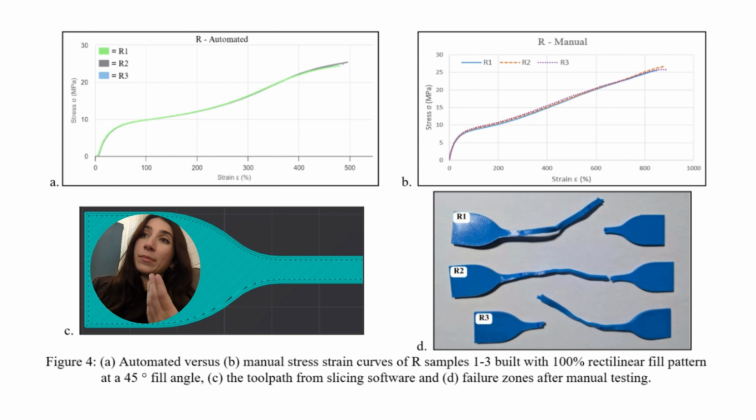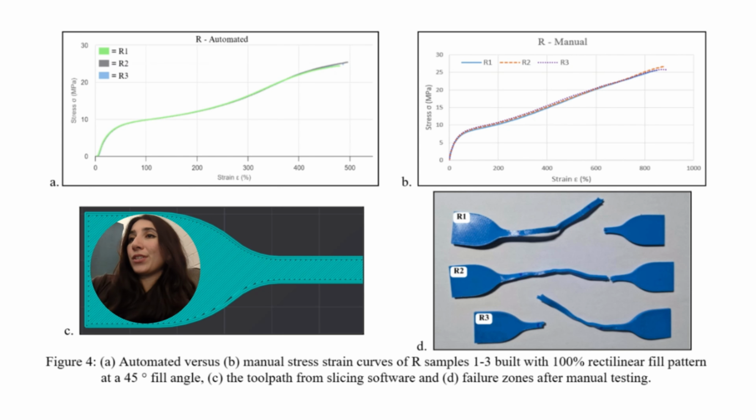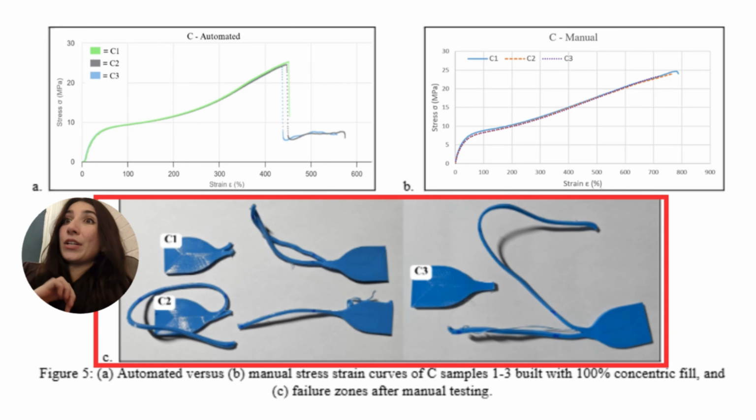In terms of maximum stress, or the peak amount of stress that the sample was able to undergo, they're about the same. This is because for maximum stress on the manual system, I'm using a calibrated load cell, so I can trust that measurement, but I can't trust the strain one because I'm not using an extensometer. There's no way for me to track the actual strain or deformation of that gauge length when I use the crosshead. Now, these are the concentric samples.